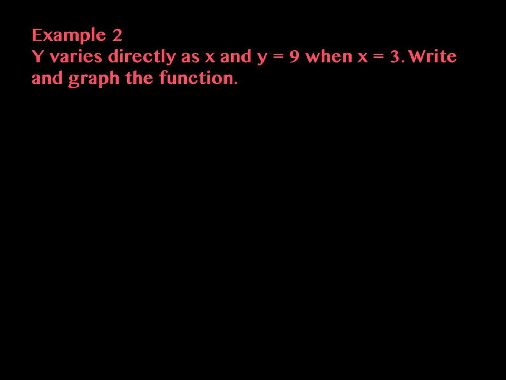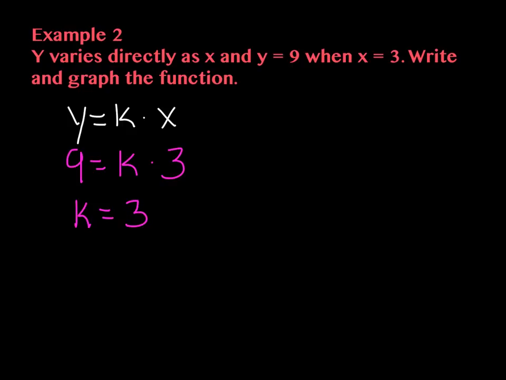Alright, so here's a numeric example. Y varies directly as x, and y equals 9 when x equals 3. Write and graph the function. So what we do is we read the first sentence, y varies directly as x. That's y equals a constant times x. And then it gives us values. So we're going to use those values. Y equals 9 when x equals 3. So that means that our k, our constant, has to be 3. So if we're going to write the actual function, it's going to be y equals 3x.